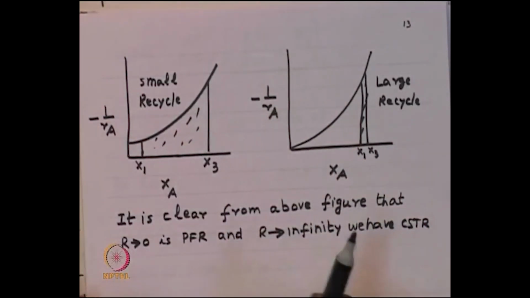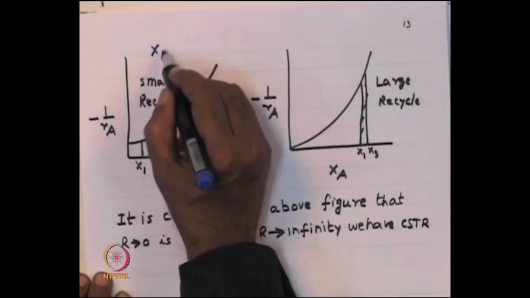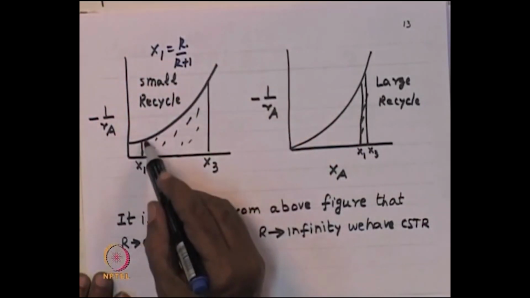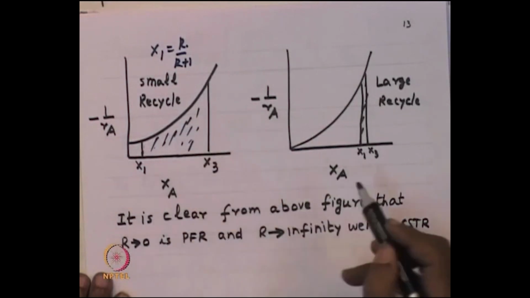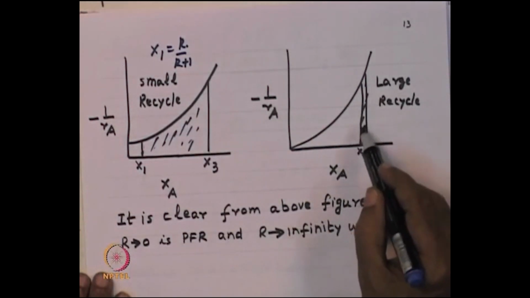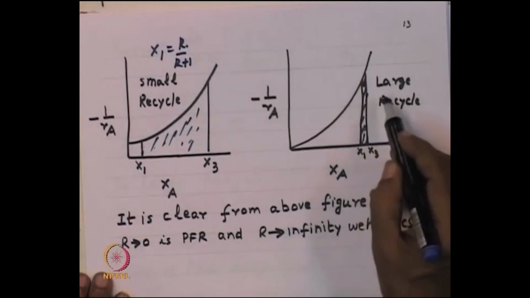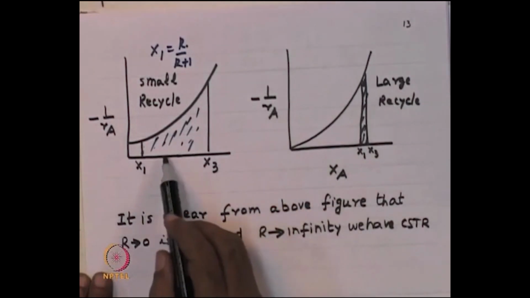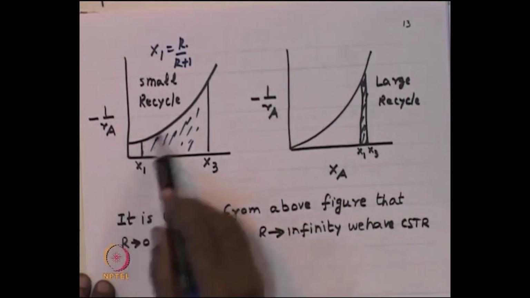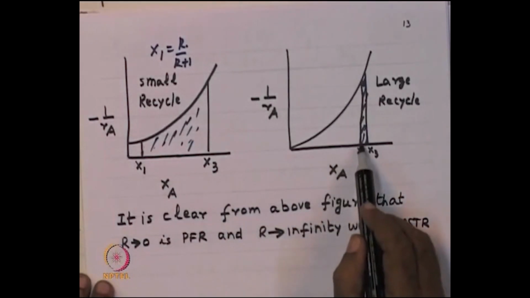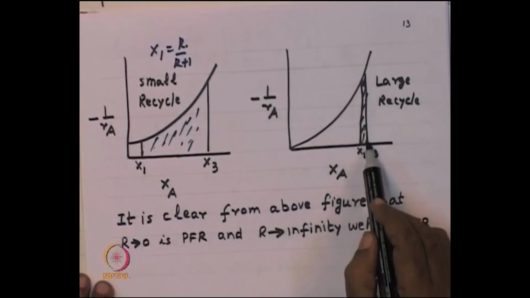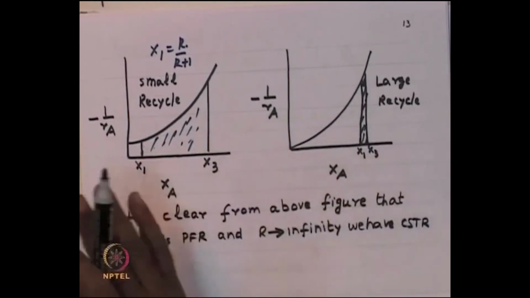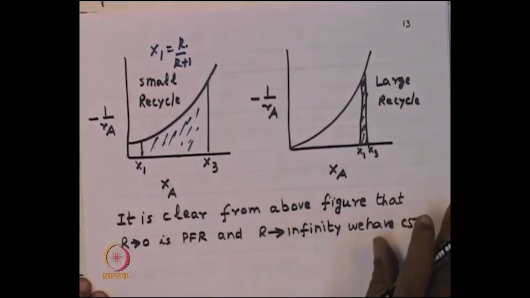When recycle is small, what is x1? x1 is R by R plus 1, correct. So, when R is small, you have this large area. When R is large, there is a very small area, you can see here. When R is very large, it becomes a point. So, when R is 0, it becomes PFR. When R is infinity, it becomes a point, which is CSTR. So, going from 0 to infinity, you are able to get various properties between mixed flow and plug flow.